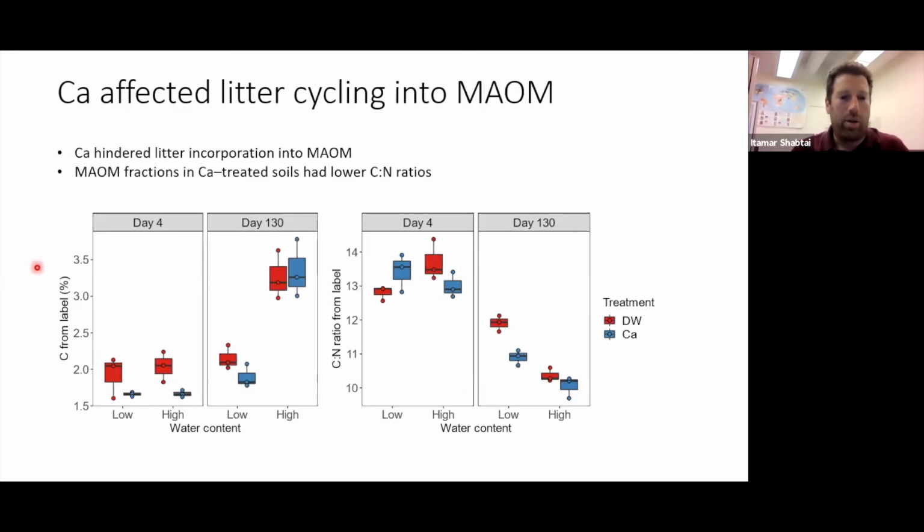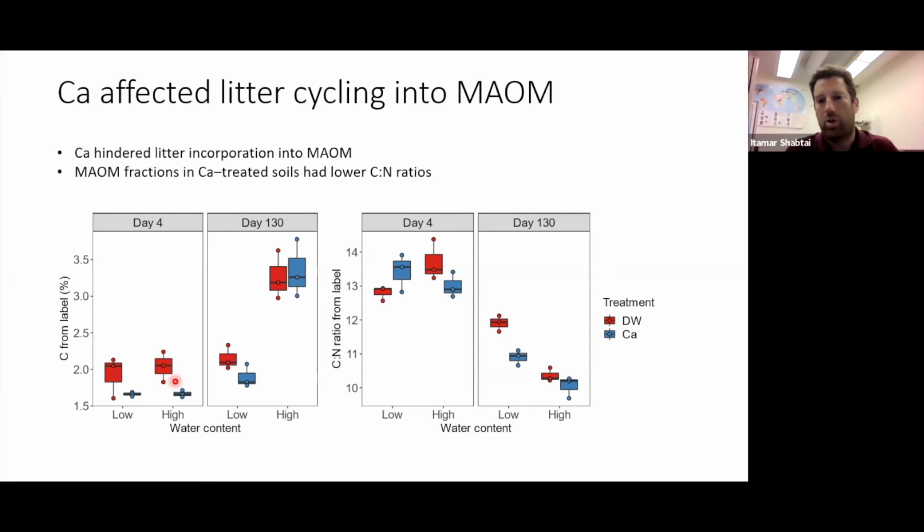And now looking at the litter carbon that has found its way, after being processed, into the silt and clay fraction, we thought that calcium would drive this upwards, but counterintuitively, we found the opposite. So calcium treatment caused a lower percentage of carbon in the MAOM pool to originate from the label relative to the control DW soils at the beginning of the incubation.